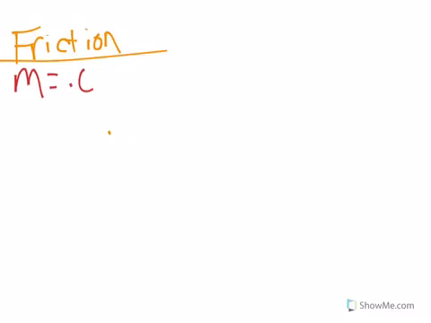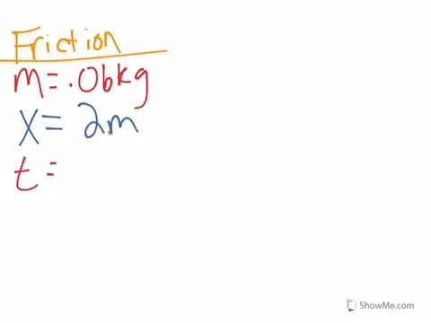All right, the last one was the one we did today, and we'll call this the friction lab. On this lab, what we had was the mass of the tennis ball, 0.06 kilograms, a distance you pushed it, we'll call it 2 meters, and a time that it took to push. It doesn't really matter, but we'll call it 0.5 seconds.